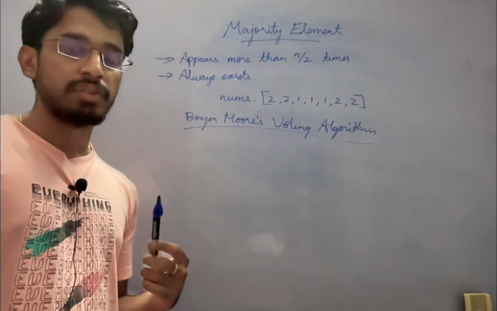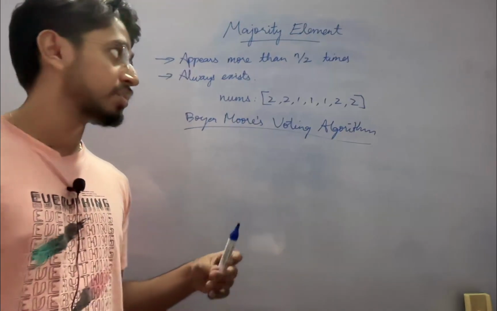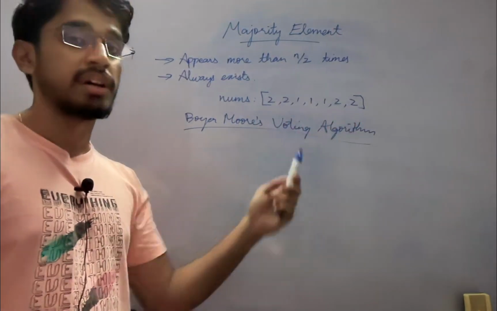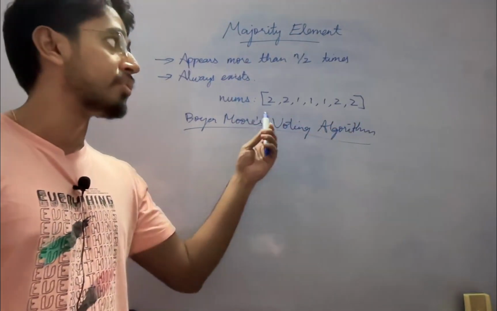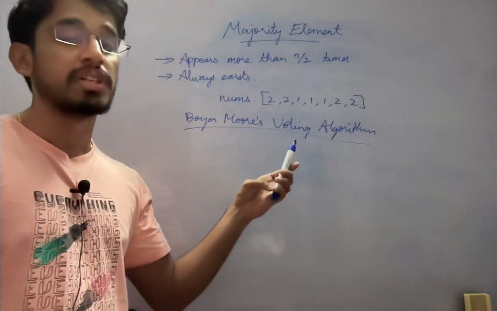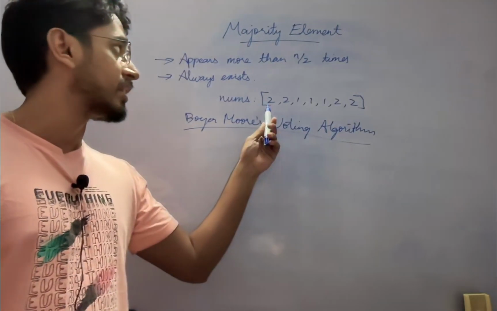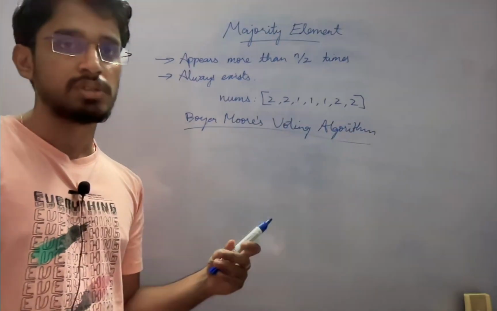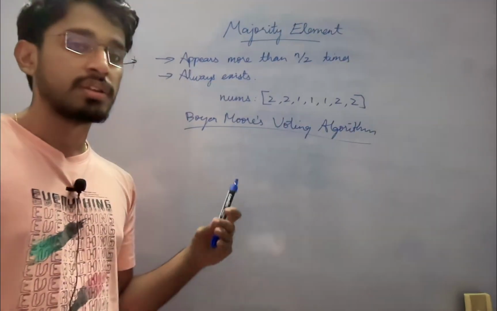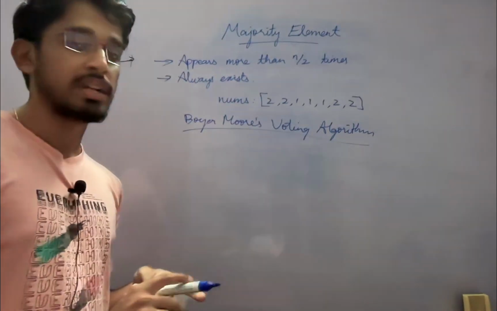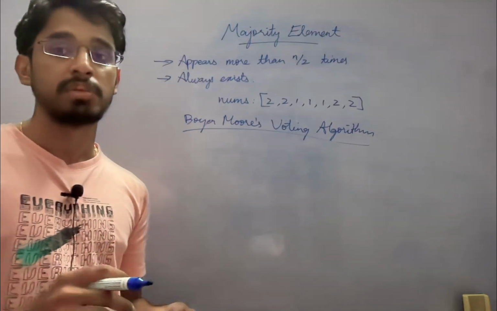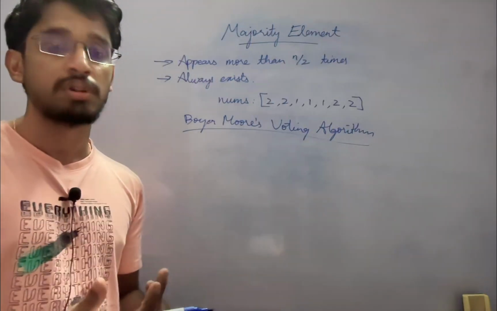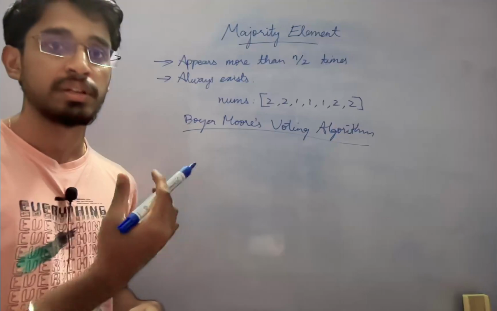In this method, we create a voting system. Let's say these are all the candidates within the array, and we are voting for which particular candidate is the majority element. Let's say I vote for number 2. Number 2 has got 4 votes, so that is the majority element, right? So we can create something like that. We can keep track of two variables: one is the candidate and one is the count for the number of votes for that candidate.